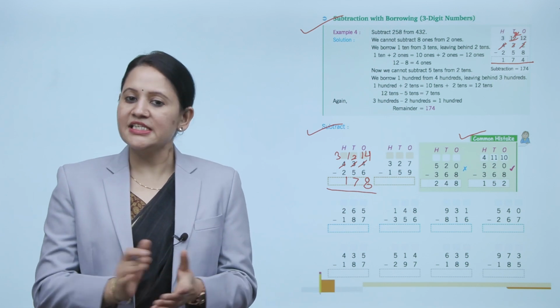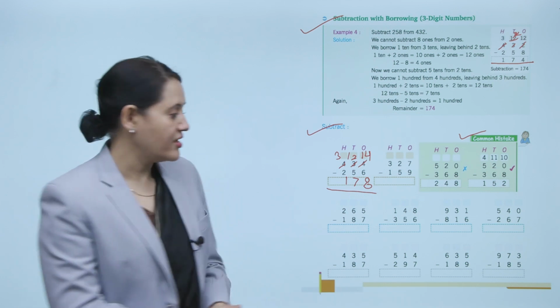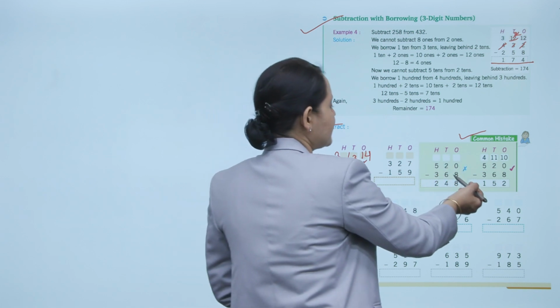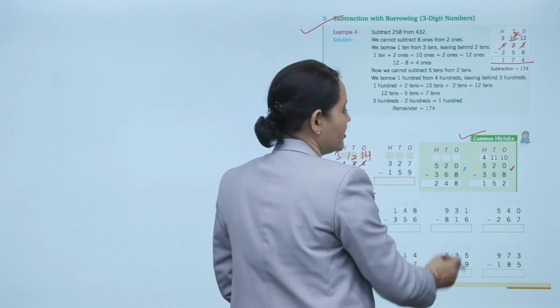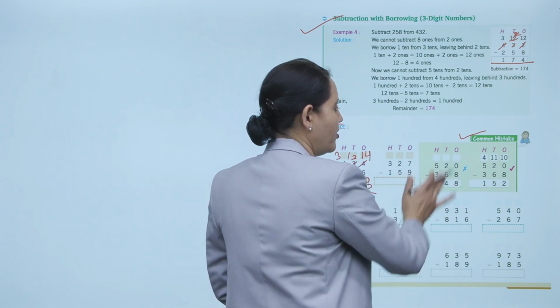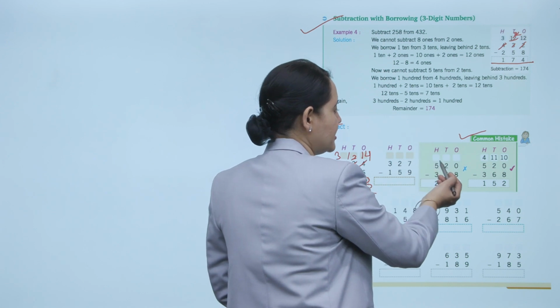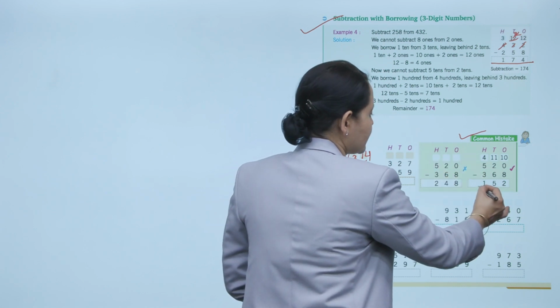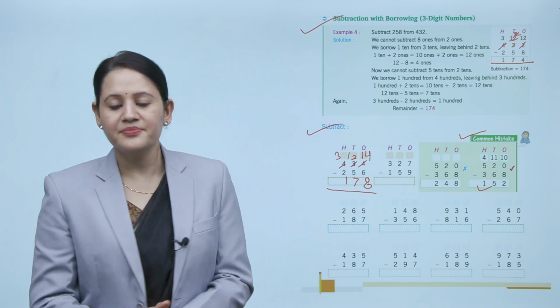Common mistakes. We have to subtract 368 from 520. So 0 में से 8 subtract करना है, we will not write 8. Rather, we'll borrow from the next number, that is 10, and subtract. So this is the correct way. Clear?